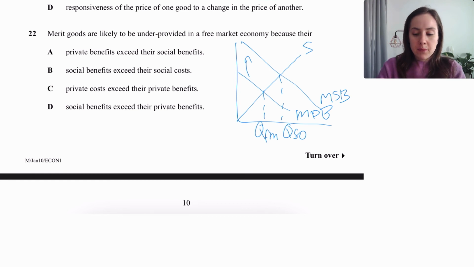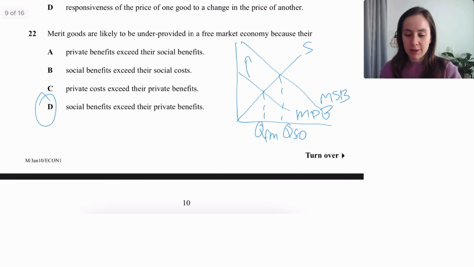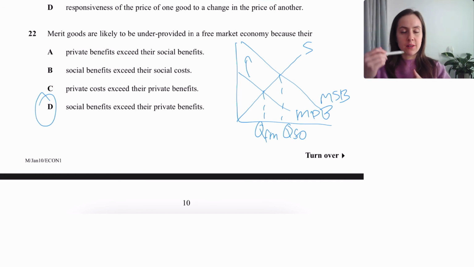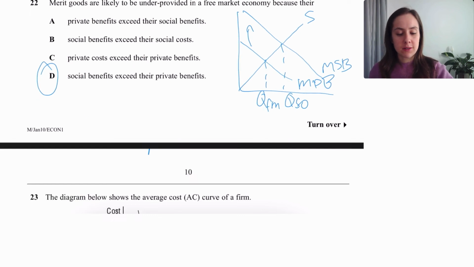So the social benefits exceed their private benefits. That's what's caused the demand curves to diverge. And that's what causes the free market to choose something different.